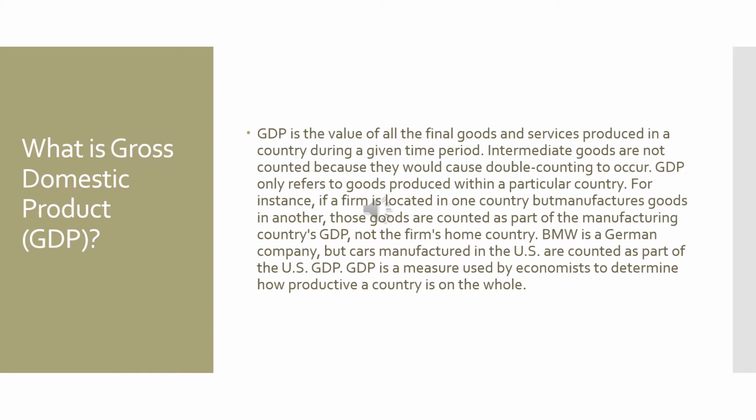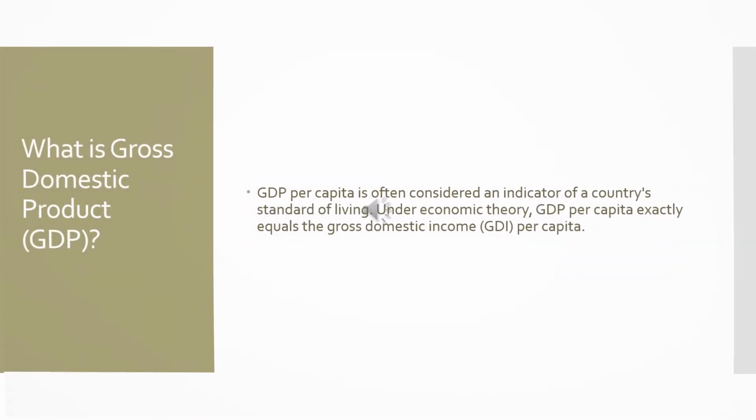GDP is a measure used by economists to determine how productive a country is on the whole. GDP per capita is often considered an indicator of a country's standard of living. Under economic theory, GDP per capita exactly equals the gross domestic income, GDI, per capita.